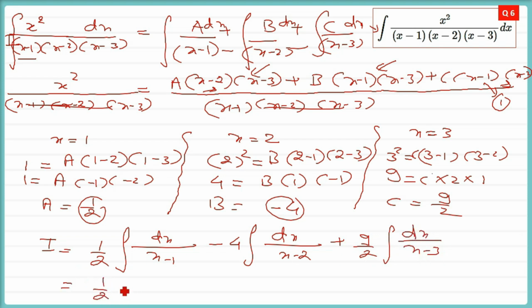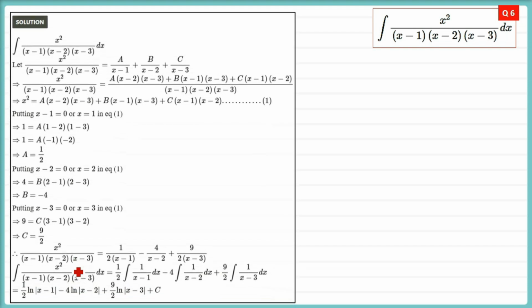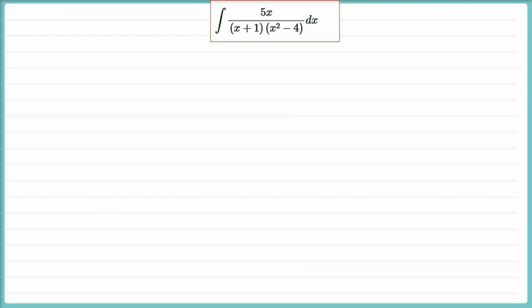So you have half log modulus of x minus 1. You can write it as ln also, because ln is log base e. It represents more logical thing rather than writing log. Minus 4 log modulus of x minus 2 plus 9 by 2 log or ln modulus of x minus 3, and then plus constant of integration. So this is your final result. Now if you want to do it by yourself, this is the way you are going to go about it.